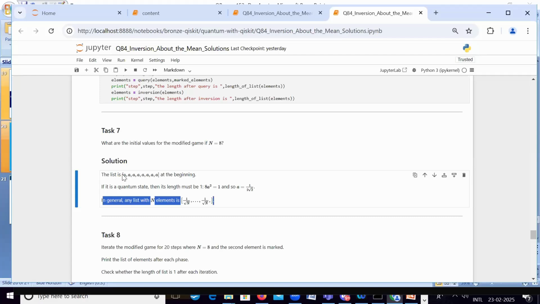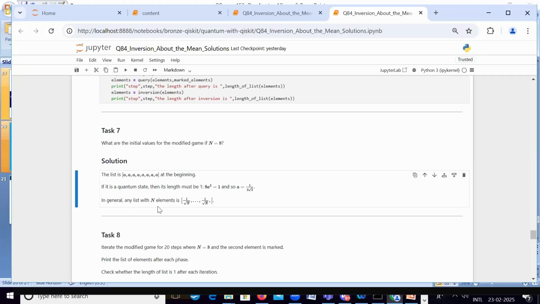For any list or a vector of up to 8 elements, 2, 4, 6, 8 at the beginning. If it is a quantum state, then its length, we are interested here to calculate the length. The length will be 1, this is the fixed value here. And in the relation that will be 8 elements, a square, the state value here, is equal to 1, so that a is equal to 1 over 2 root 2.